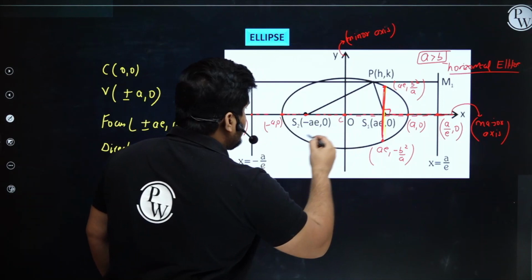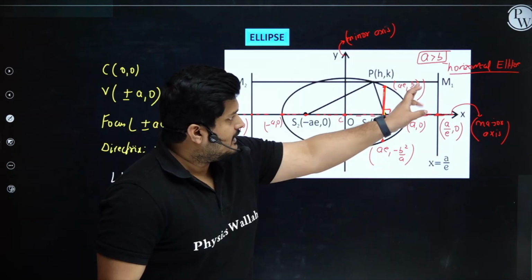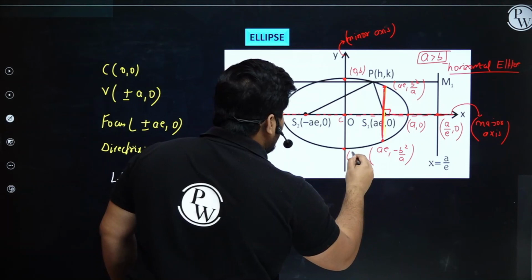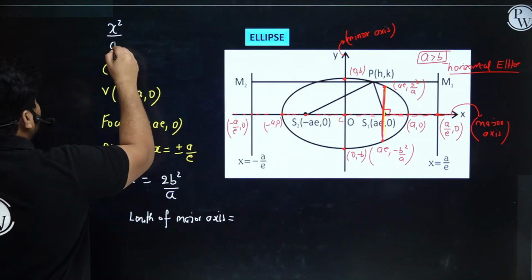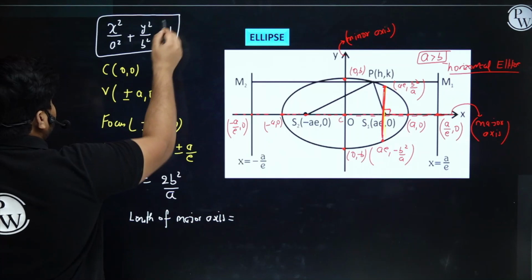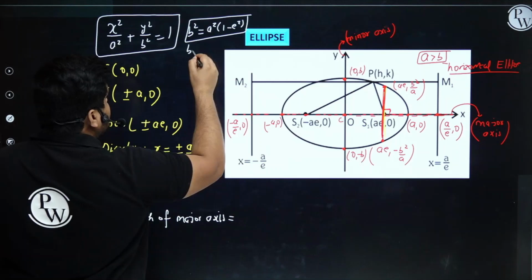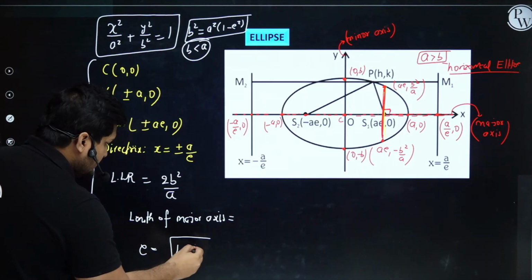This is any random point P, and we have all these points here. This is the endpoint of the minor axis. What is that? That will be 0 comma B and 0 comma minus B. And obviously everything is written with respect to x square by a square plus y square by b square equal to 1, where b square is equal to A square times 1 minus E square. Also, B here is less than A. So we have the formula of E, the eccentricity, that is the square root of 1 minus B square by A square.